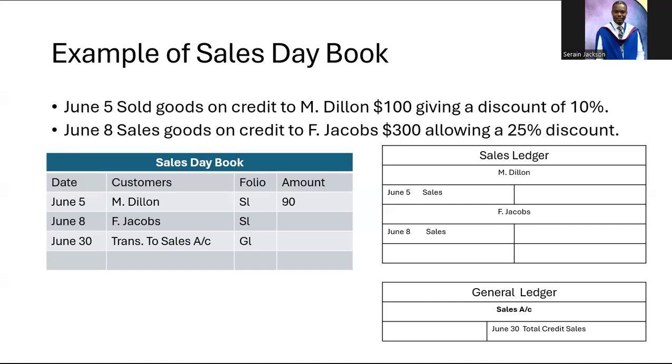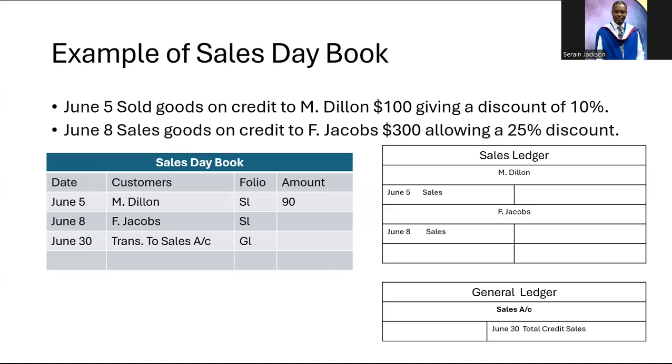So you realize that we have not recorded the discount. We take that out. That's not going to be in the books at all. Where you would find it is on the sales invoice. So you would find that discount on the sales invoice. Trade discounts are not recorded in the books. All right. Now, if you look over here, I have my sales ledger.